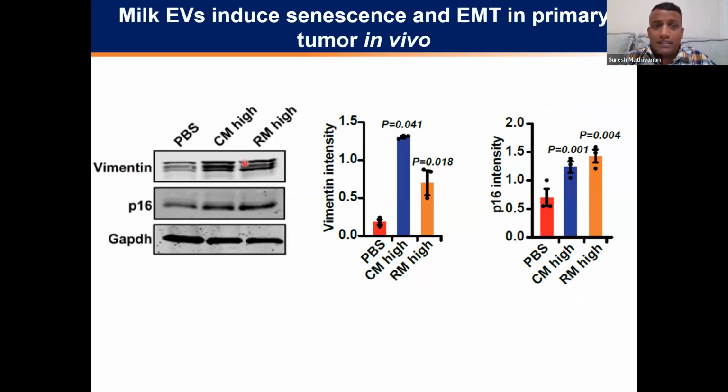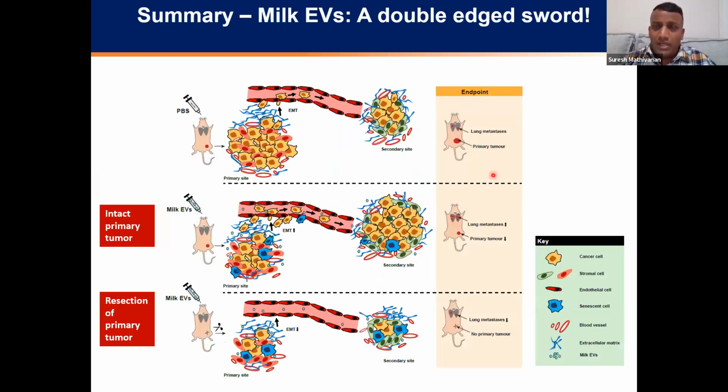And this is also validated in the primary tumor by Western blotting. You can see Vimentin goes up, P16 goes up, and that is quantified here, suggesting that milk EVs are inducing senescence and EMT in the primary tumor. So this is the summary in terms of the story. And again, milk EVs are a double-edged sword.